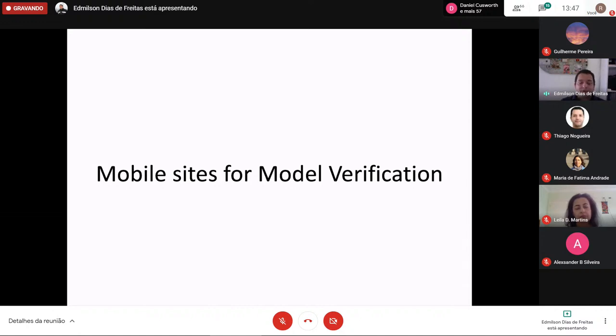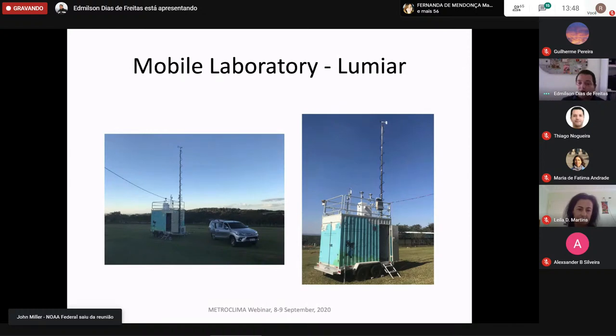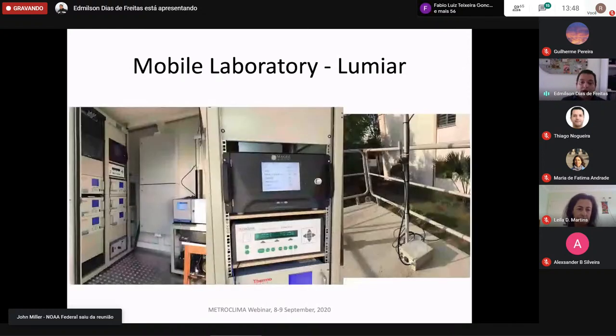In order to verify our simulations, it's important not only to have the measurements inside the urban area, but also some verification outside the urban areas, which we don't have in general. So we are working with a mobile laboratory, actually two. One is right now located here at USP, and another one is in Rio de Janeiro doing almost the same measurements. It's a very complete laboratory.